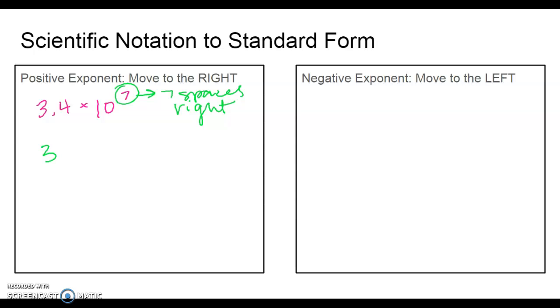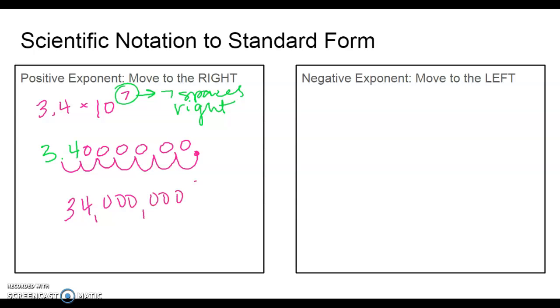In this case, if I start with 3.4, I'm going to move that decimal point 1, 2, 3, 4, 5, 6, 7 spaces to the right. In each of these blanks, I can add in a 0. And I see that my final answer is 34 million. So 3.4 times 10 to the 7th power is 34 million.